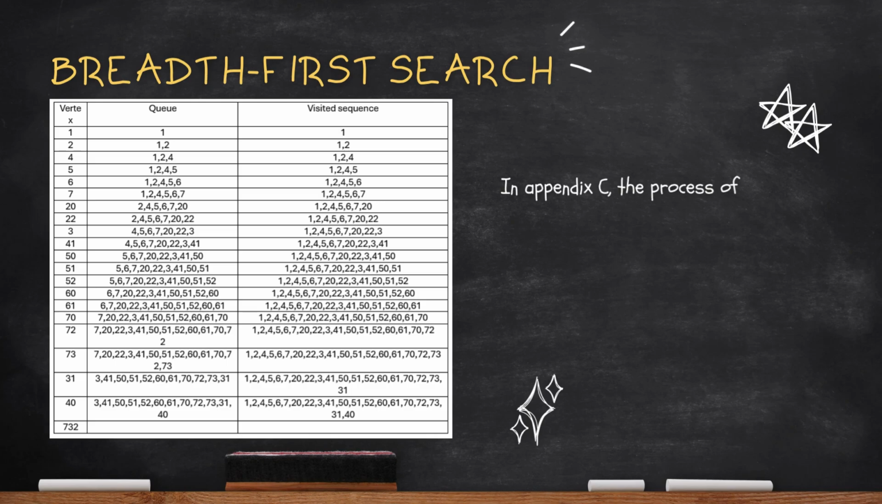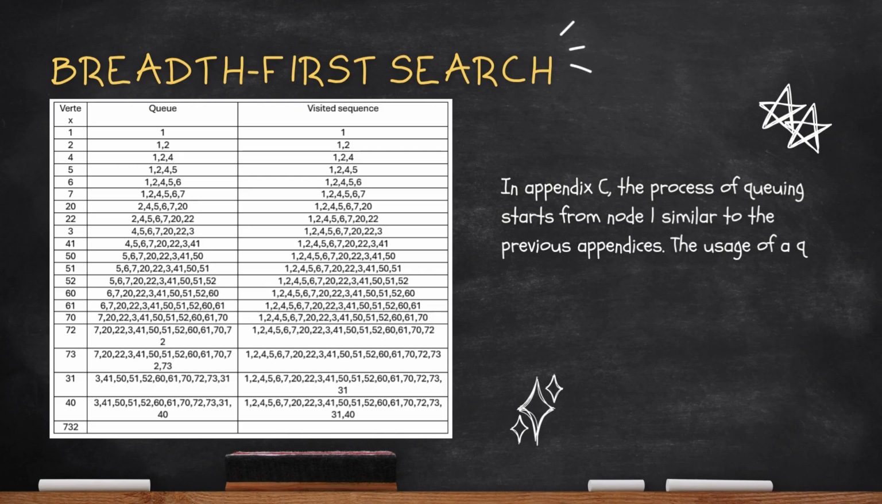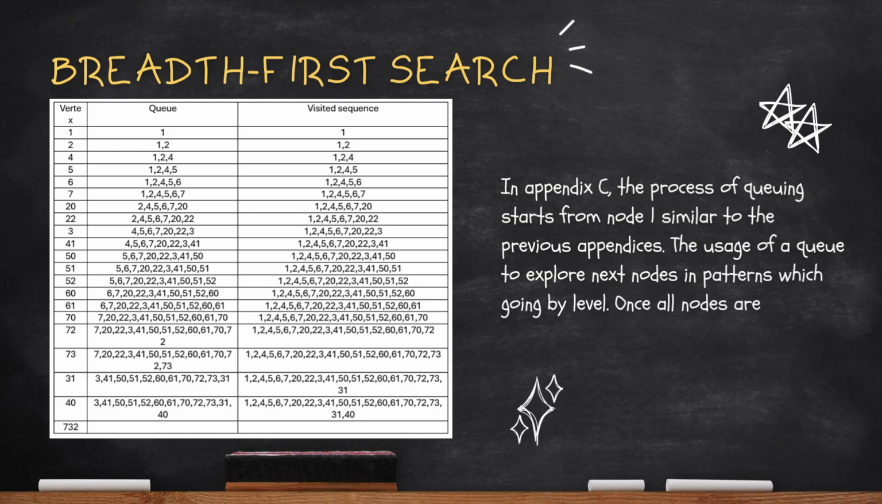Let's look at breadth first search, Appendix C. In Appendix C, the process of queuing starts from node 1, similar to the previous appendix. A queue is used to explore the next nodes in a pattern that goes by level. Once all nodes are visited once, they are added to the queue immediately.